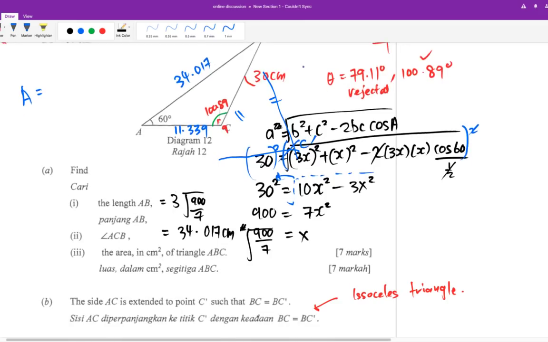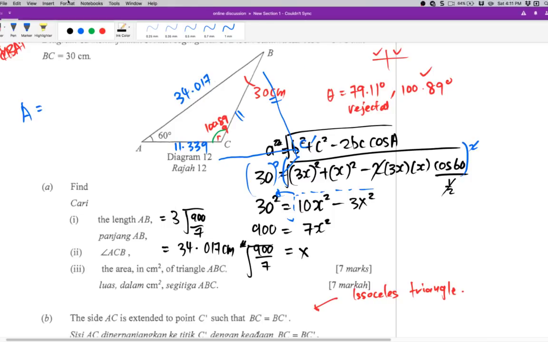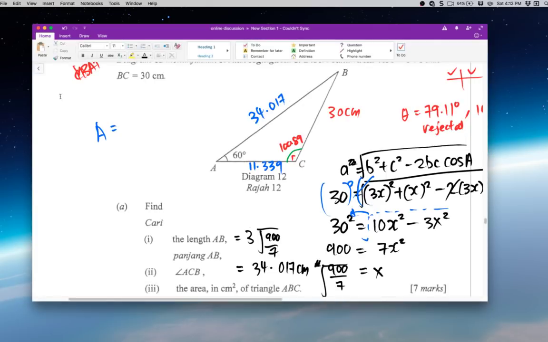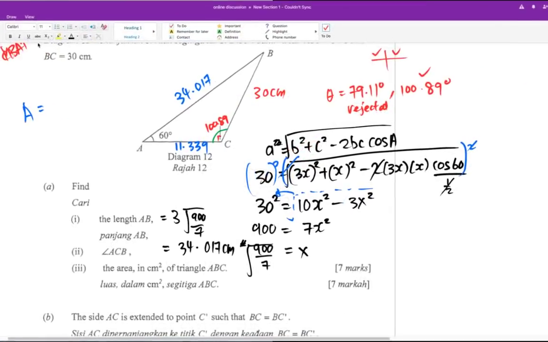And I'm so sorry about so much technical issue. I tried to find any other app which is better than OneNote, because you see this is what happened to OneNote. It will hang all the time.